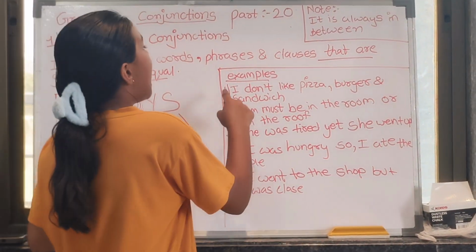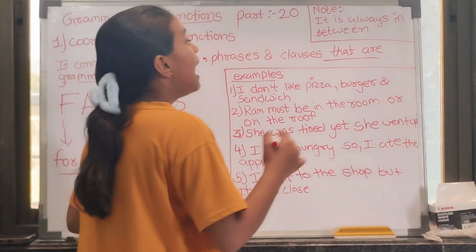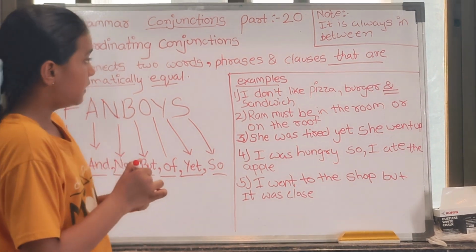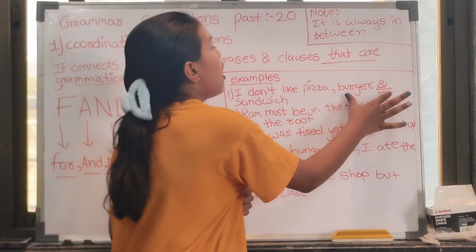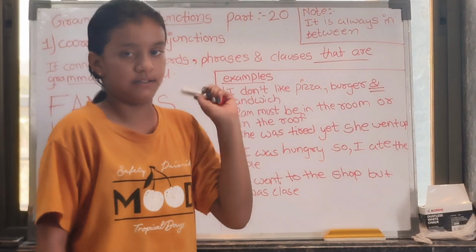Okay? So, I don't like pizza, burger, and sandwich. Here, and is the coordinating conjunction. Why? Because these three words are grammatically correct. So that's why it is joining the coordinates. It means the words. Clear?